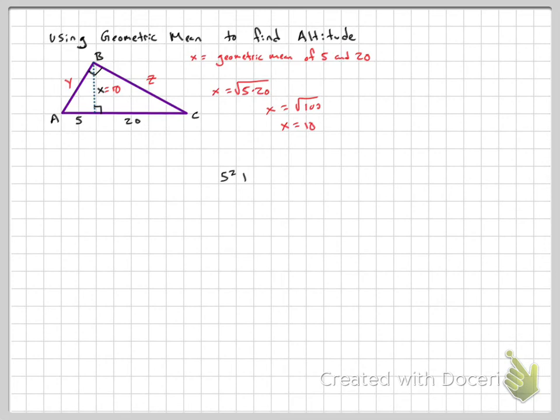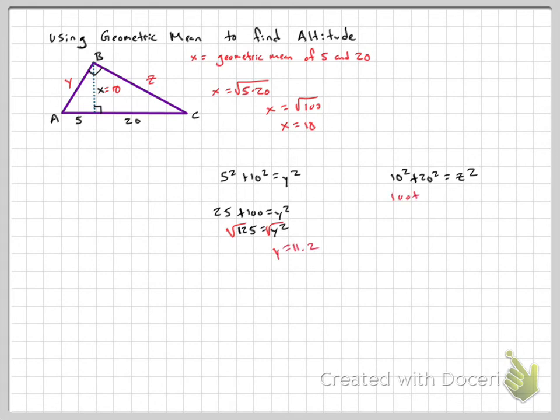So 5 squared plus 10 squared equals Y squared. Remember, Pythagorean theorem is leg squared plus leg squared equals hypotenuse squared. For my medium triangle, it's 10 squared plus 20 squared equals Z squared. 25 plus 100 equals Y squared, so 125 equals Y squared. Let's just, for the sake of time, get our answer as a decimal. So I'm going to take the square root of that. Square root of 125 is 11.2. So Y's length is 11.2.